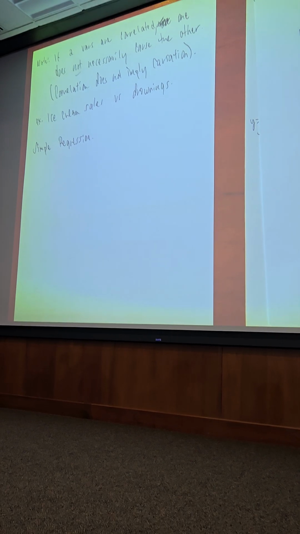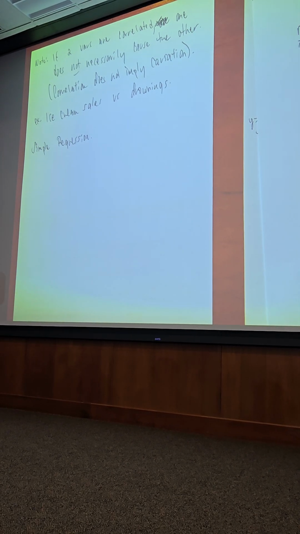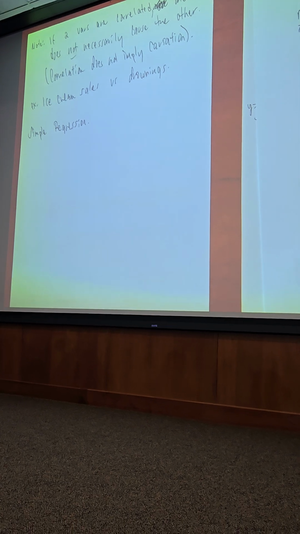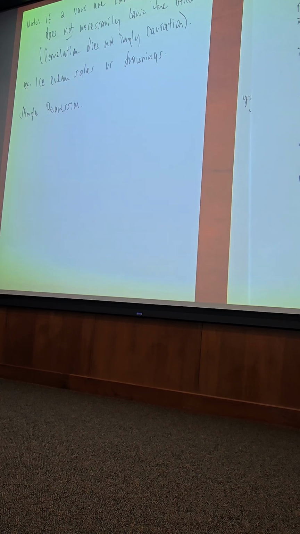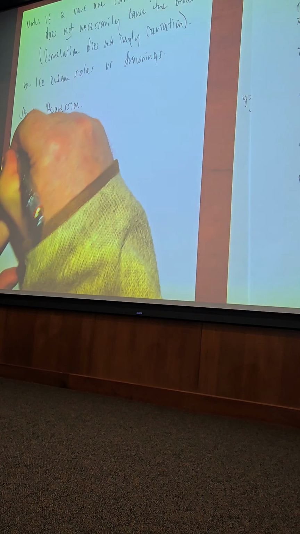The name simple regression is a little bit unfortunate. It's not simple, I think, but it's kind of the simplest scenario that you can have in a regression setting, which is why they call it simple regression. But it's kind of a stupid name, I think. So, okay, little note.